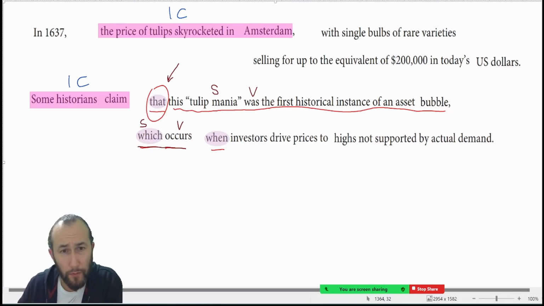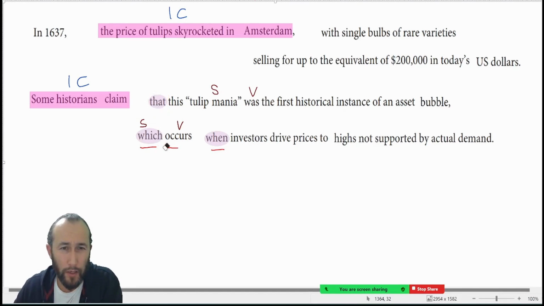All right, so let me just remove some extra lines here. Okay, so we've got subjects and verbs highlighted, and then, when investors, so there's another subject, drive is the verb. So let's give some numbers. This is dependent clause subject 1, and that is dependent clause verb 1, and this one is dependent clause subject 2, the second dependent clause, and that's verb 2, and this is subject 3, and that is verb 3, guys.